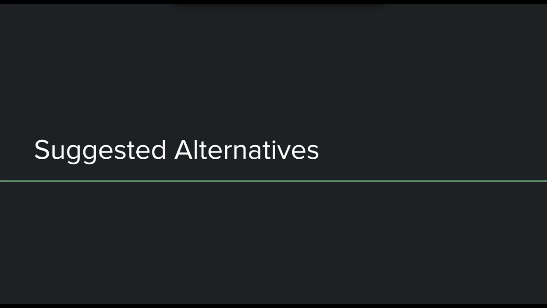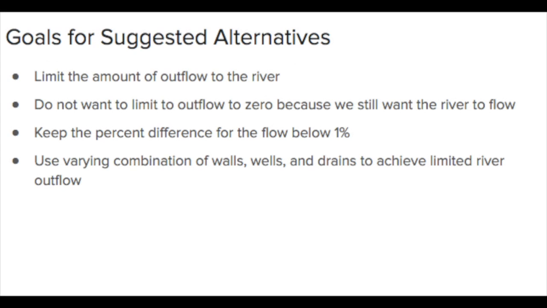We now move on to our suggested alternatives. So our goals for the alternatives is to use the combinations of walls, wells, drains to limit the river outflow. We don't want to limit it to 0 because we want the river to still continue to flow, but we want to keep the percent discrepancy of the outflows to below 1%.